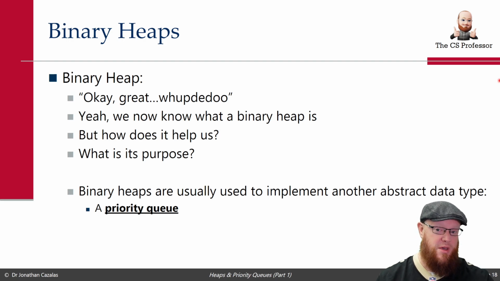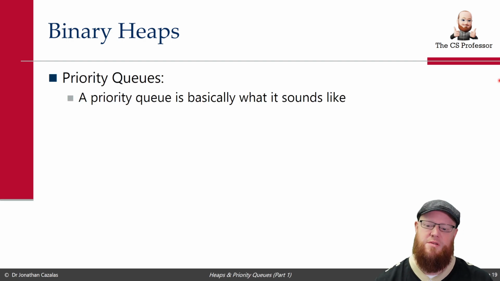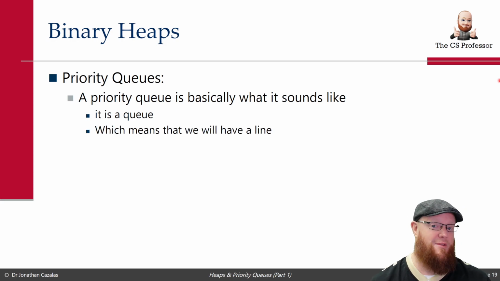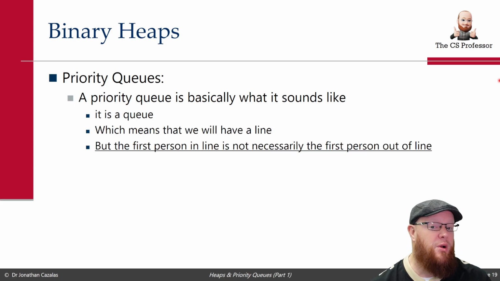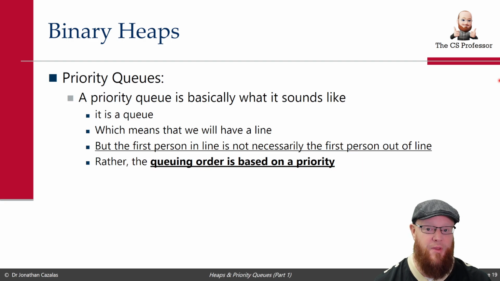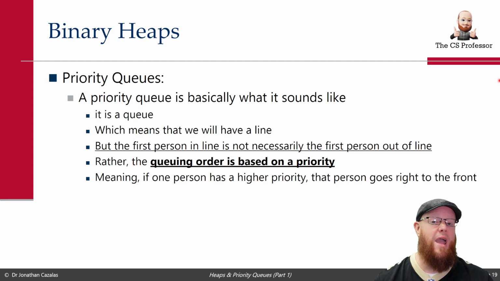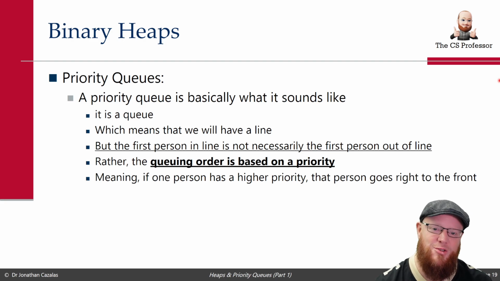You've heard priority queue, but you can make sense of it. We know what a queue is. A queue is a waiting line. What is a priority queue? Well, we're going to cover that. A priority queue is exactly what it sounds like. It's a queue. We have a line, but the first person in that line is not necessarily going to be the first person that will exit that line. Rather, the queuing order is based on a priority. So if one person comes into that line with a higher priority, that person goes immediately to the front.